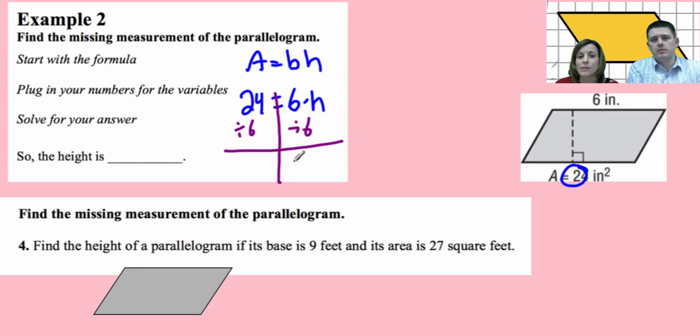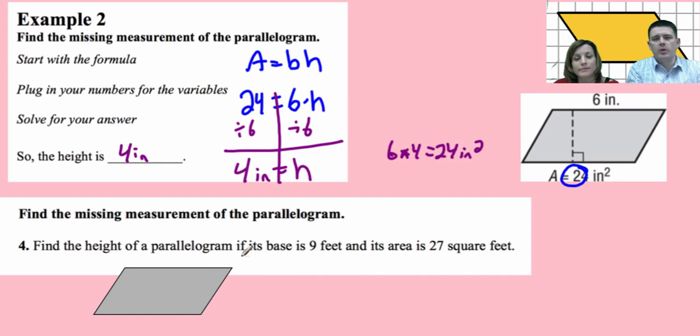6 divided by 6 simplifies to just height. 24 divided by 6 is 4. 6 times 4 is 24, so I've checked my work. Thanks, and it's correct. So just plug them in and work your way backwards.